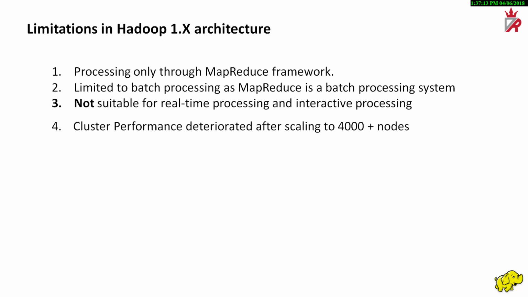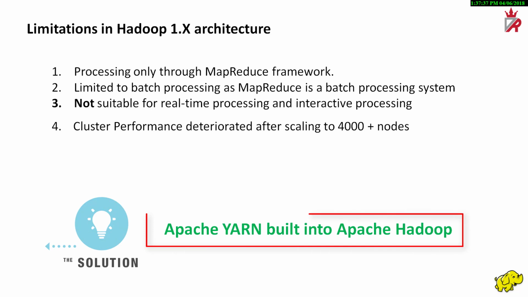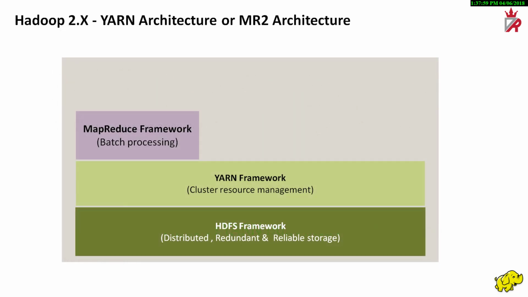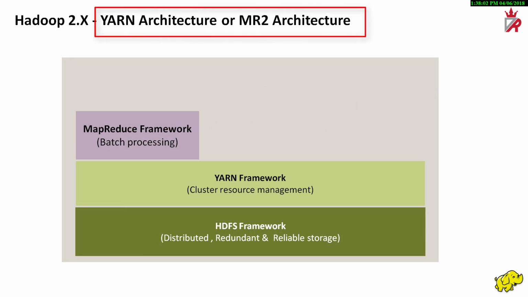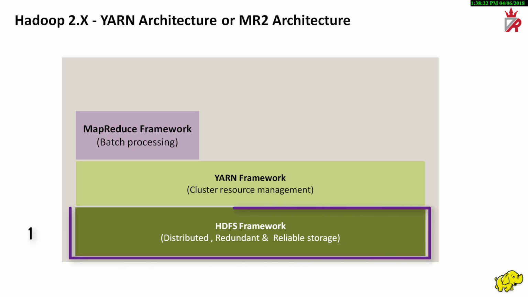This resulted in the rewriting of the Hadoop framework and the introduction of Yarn in Hadoop. Yarn is the foundation of the new generation of Hadoop and is enabling organizations everywhere to realize a modern data architecture. Hadoop 2.x architecture is popularly called Yarn architecture or MR2 architecture. Hadoop 2.x has three components. First component is Distributed Data Storage Framework called the HDFS framework. This framework takes care of distributed storage of big data, and HDFS is where the big data resides.